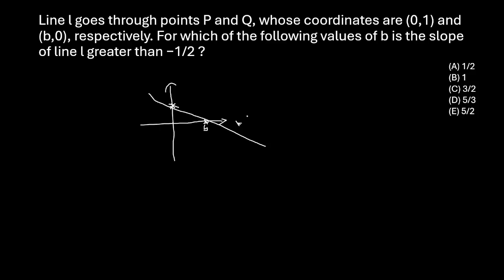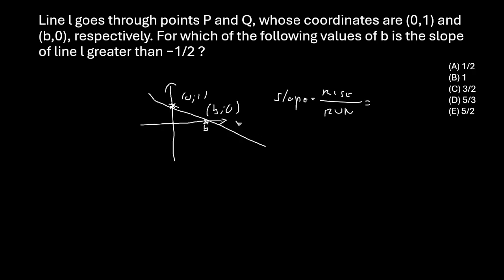Well, what is our slope? Slope is just rise over run. It's quite important. So what is our rise? Let's write here the coordinates, it would be easier. That's (0, 1) and that's (b, 0).